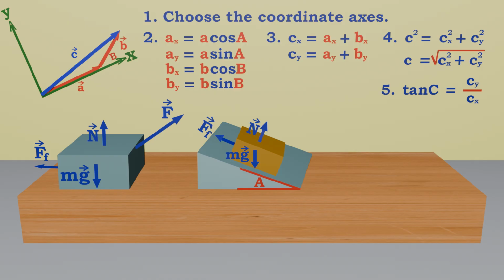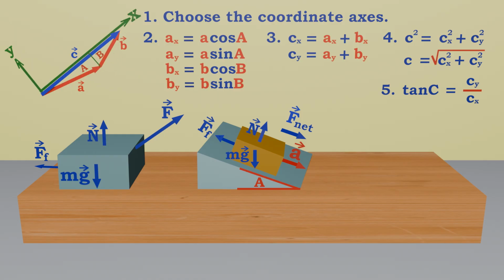In many problems, we already know the direction of the object's acceleration, and therefore, according to Newton's second law, the sum of all force vectors points in the same direction. Let's place the x-axis along the direction of the resulting vector c. Then, the magnitude of c is simply equal to ax plus bx.